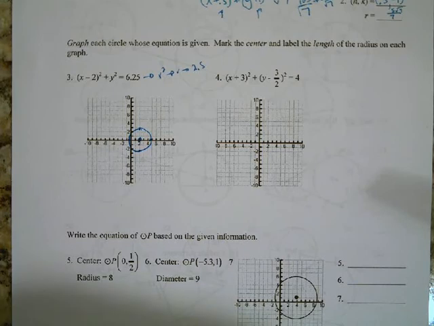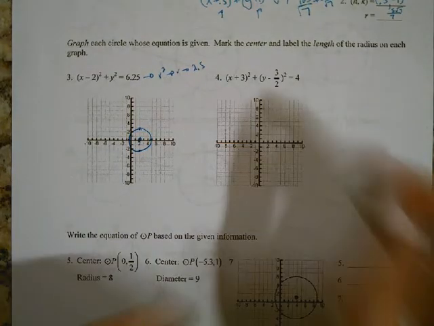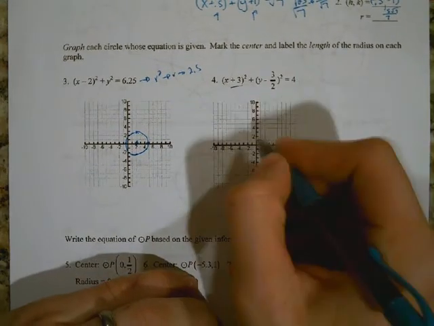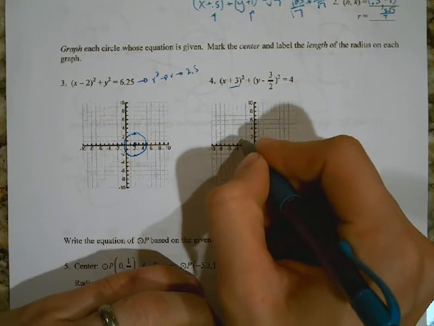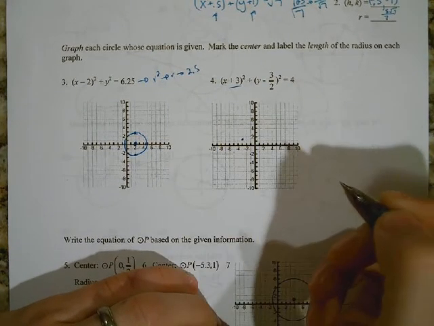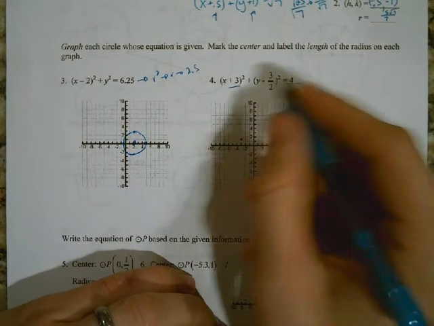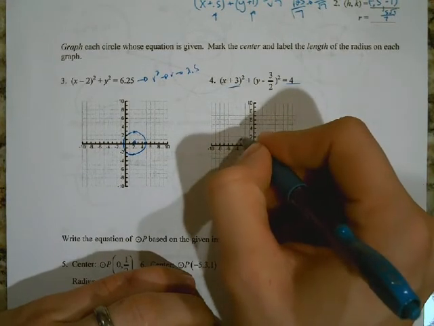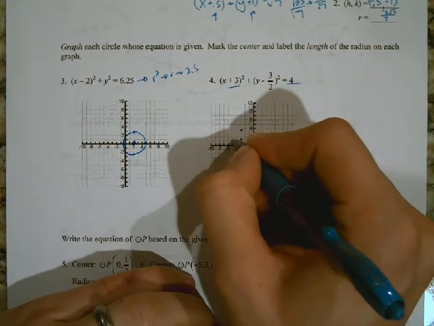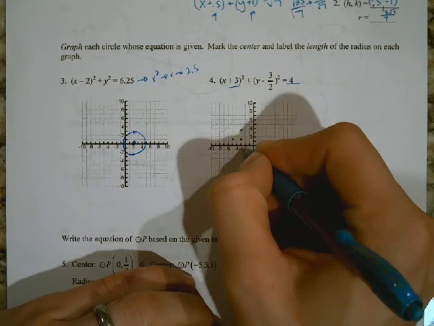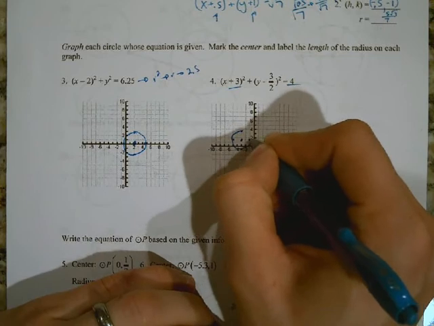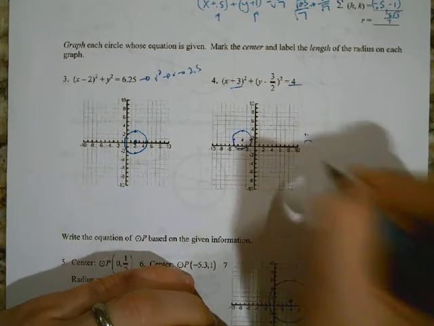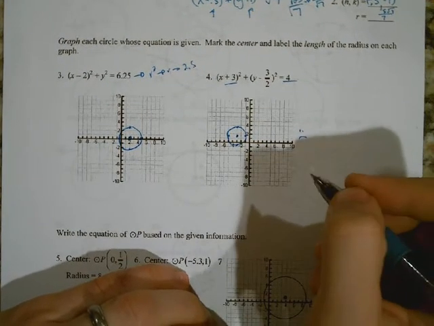My next one, same deal. I've got an x value of -3. Go over and make that. Y value +1 1/2, and there's my dot. Radius squared is 4, so my radius is going to be 2. Again, just getting all 4 of those cardinal dots, left, right, up, down, and then the circle. The circle's not very good, but we've got our 4 dots. They help us out.